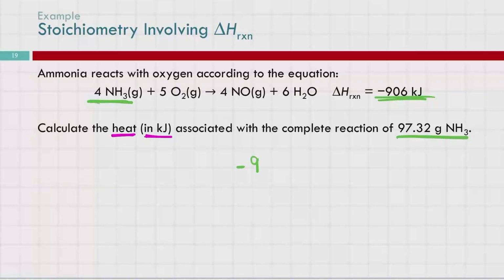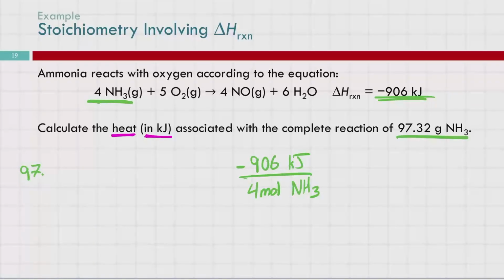So our conversion factor, negative 906 kilojoules for moles NH3. Right, that's the one conversion factor that we need to construct. We don't have to do anything else here. We don't have to make the other three like we did on the previous problem, or the previous slide.